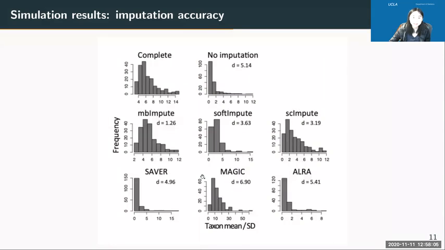We also examined, for each taxon, its mean divided by SD. And we look at this statistic and its distribution. So this is because we are doing simulation. We have the complete data without missing. This is the data with missing and the imputed data. So you can clearly see that the mbImpute's imputed data mimic the complete data the best. And this distance is just to calculate the distance between two distributions. So it shows that we are doing the best.